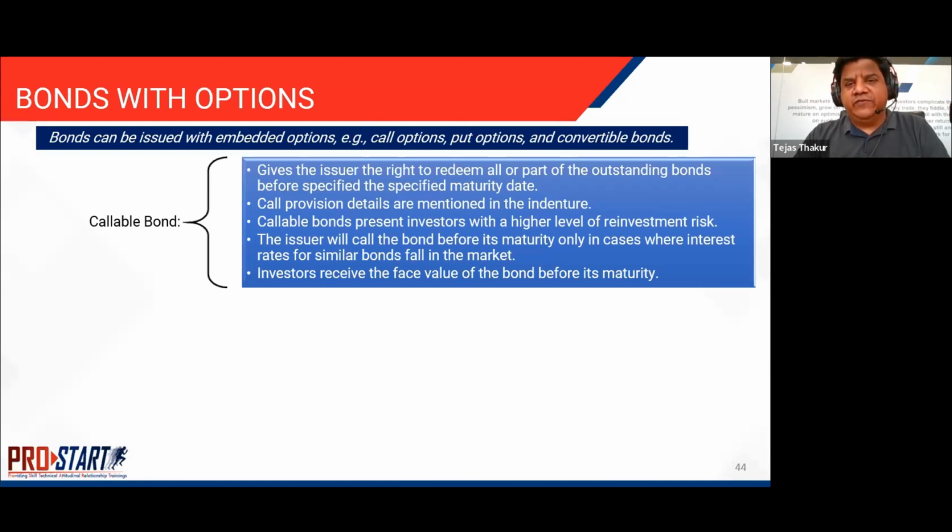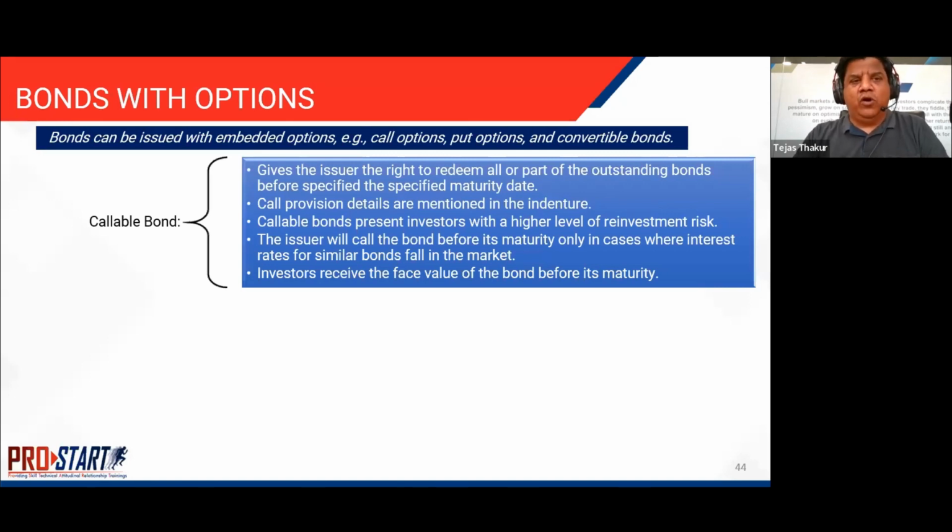Investors receive fresh value for the bonds before its maturity. Now let's understand this. Callable, as the word indicates, means the bond can be called back. So the bond is called back. Who's going to call it back? It's going to be called back by the issuer.